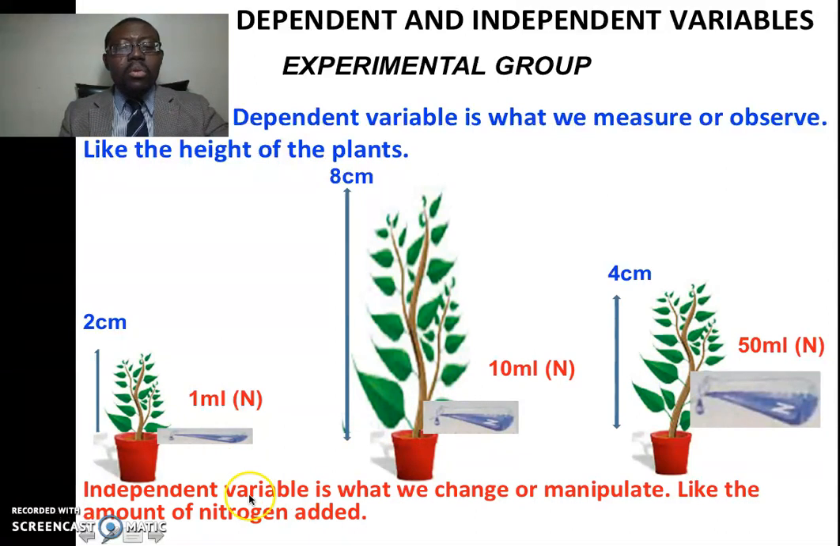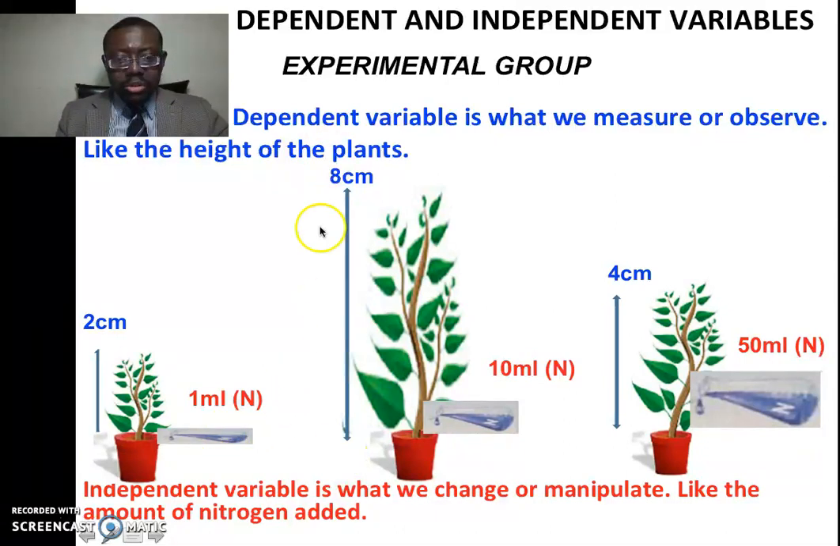The independent variable is what we manipulate. So in this experiment, when you are asked to identify the independent variable, you have to say the independent variable is the amount of nitrogen we add to the plant, because the amount of nitrogen is what we change, what we manipulate. Here we can choose to add 1 milliliter of nitrogen to the first plant, 10 milliliters to the next plant, or even 1,000 or 800 milliliters. What we are changing, what we are manipulating, is the independent variable.